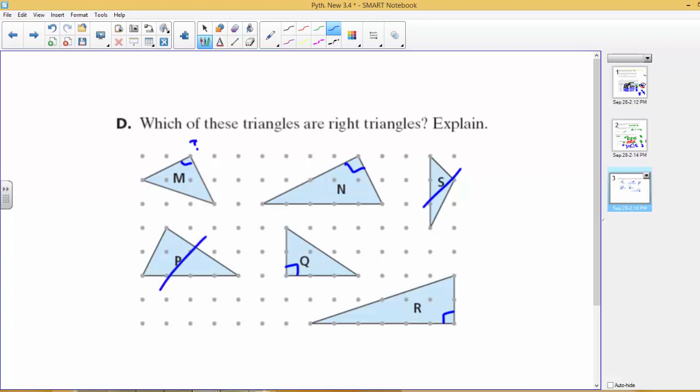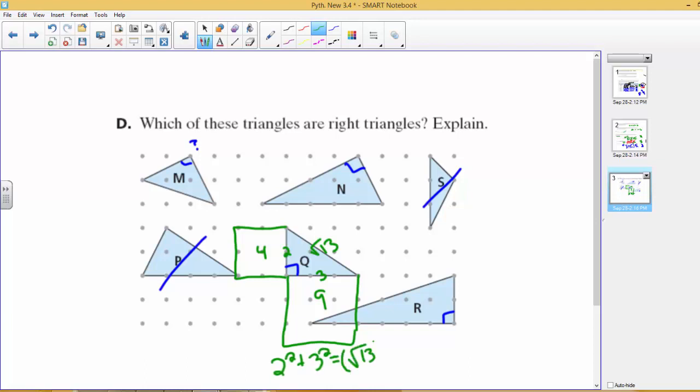Okay, so what we're going to do is the two flat ones, Q and R, we can easily draw these squares off the edge. So this is a 4, and this is a 9, because it's a 3 by 3. And so this side length would be square root of 13, because it's a 2 by 3 triangle. So you can say that 2 squared plus 3 squared equals the square root of 13 squared.